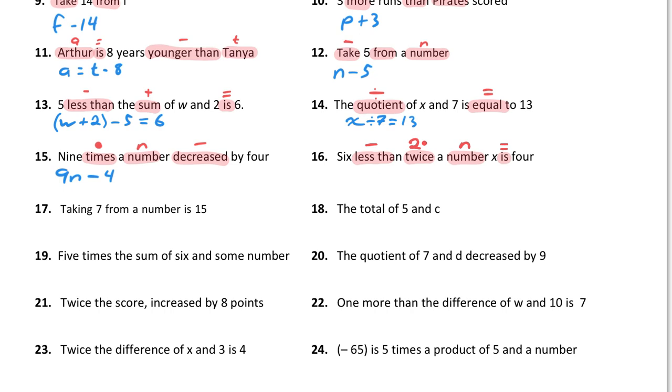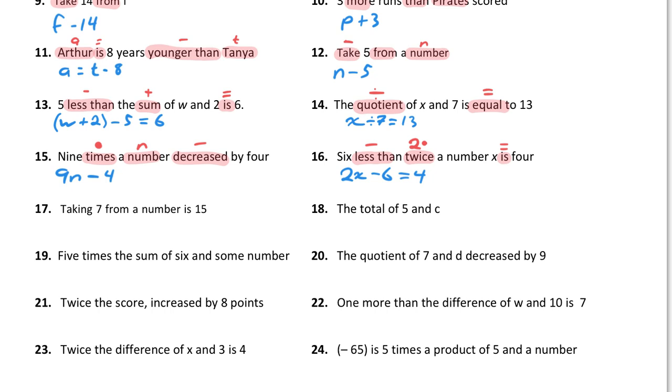Oh, and you know what? I made a mistake here. We have to erase this bit. We already have a name for this number. The number is x. I didn't read carefully enough. So let's go back and let's write this out. We have 6 less than 2 times a number, which is x, 2x, and then 6 less than that equals 4. And that is our equation.